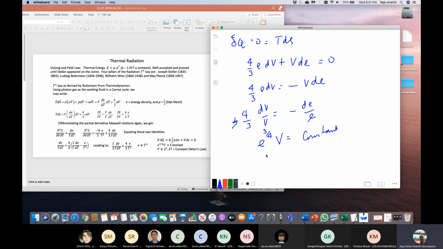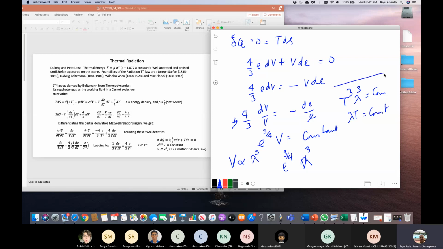Since the volume is proportional to the wavelength, because remember the black body, I will just show that later on, the volume has to be proportional to the wavelength, because it is trapping for that particular frequency it is radiating at. So I can say that V is proportional to lambda cubed, and E is proportional to T to the power of 4. So T cubed lambda cubed is a constant.